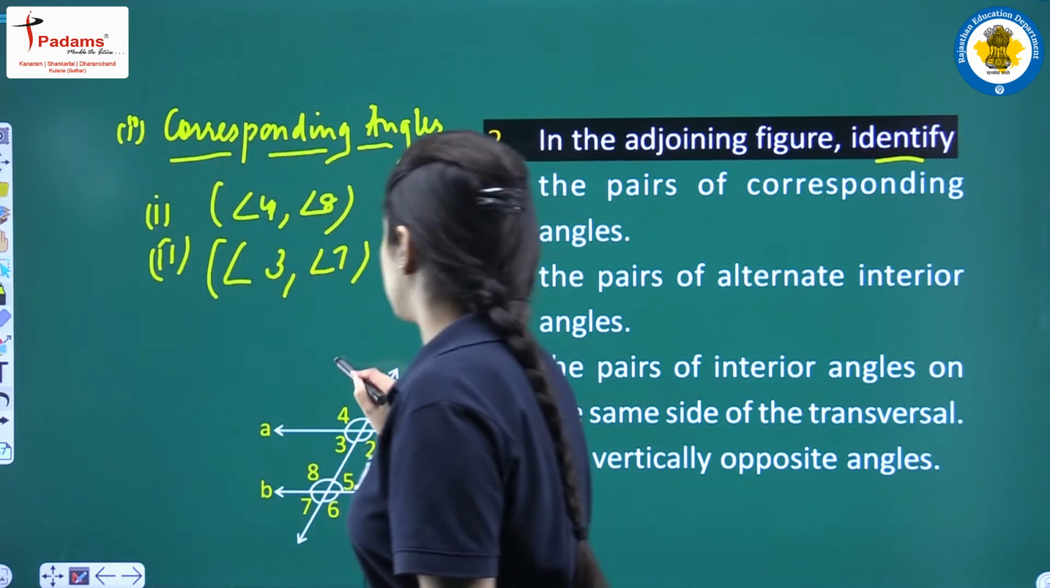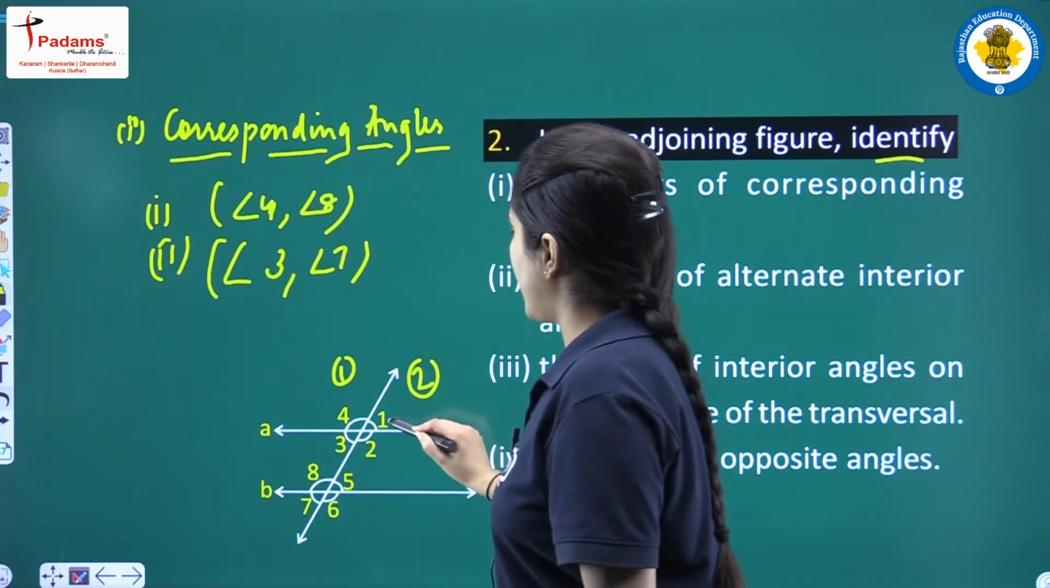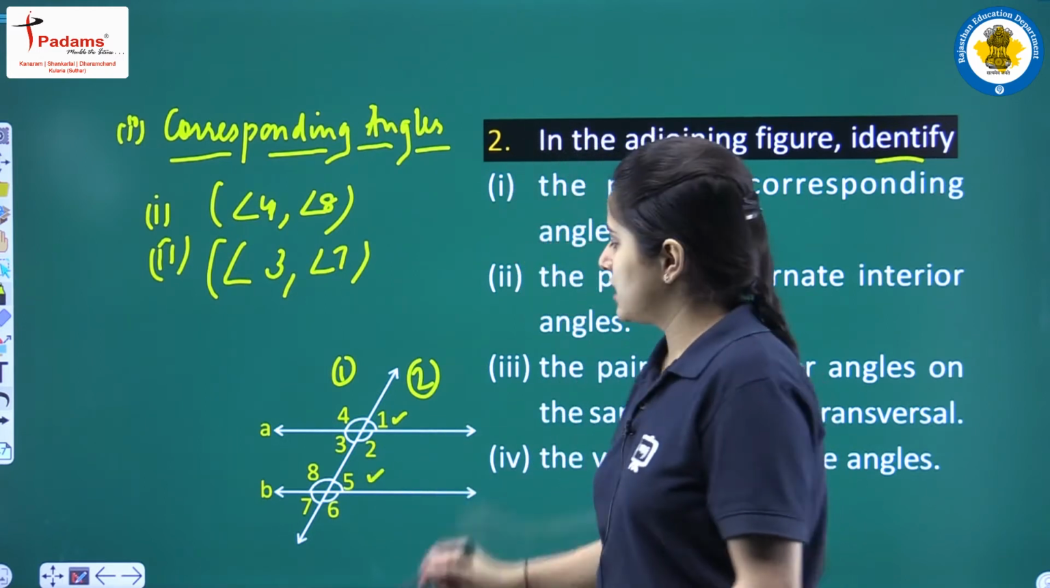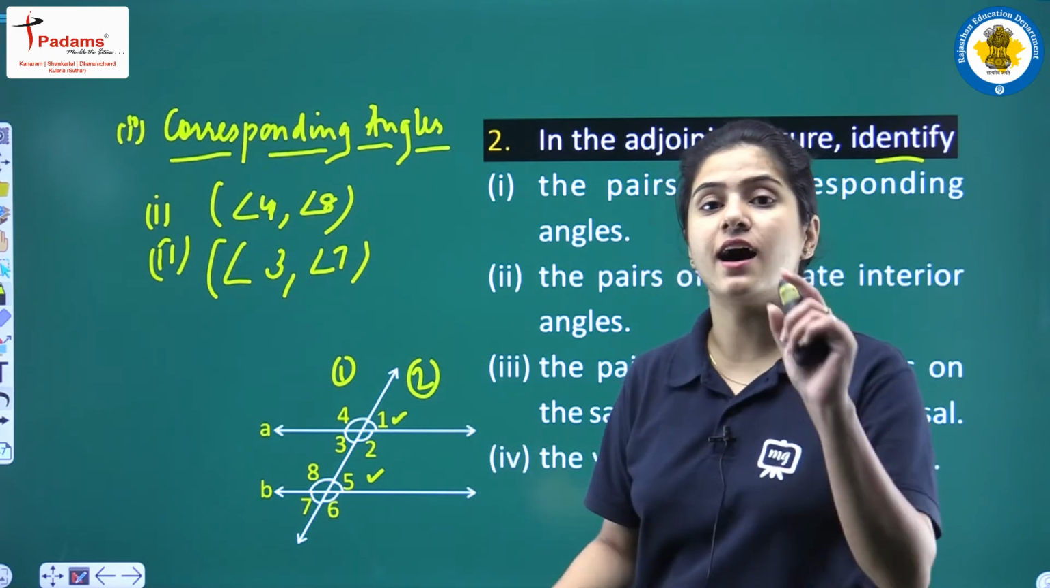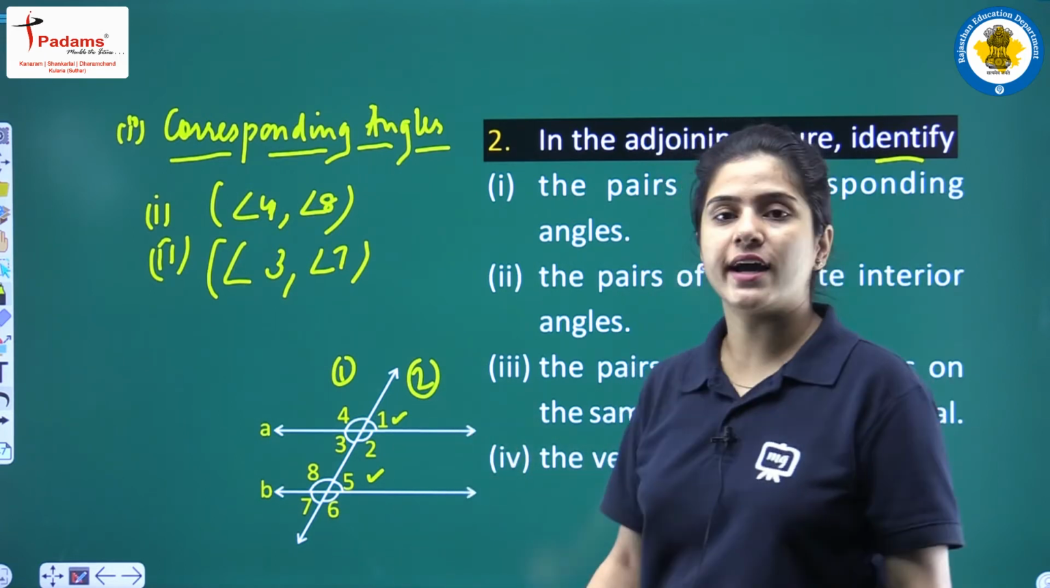Now students, this is the first side and this is the second side. Angle 1 and angle 5, second side of the transversal, they both are lying in that. The first angle is the exterior angle and angle 5 is the interior angle.